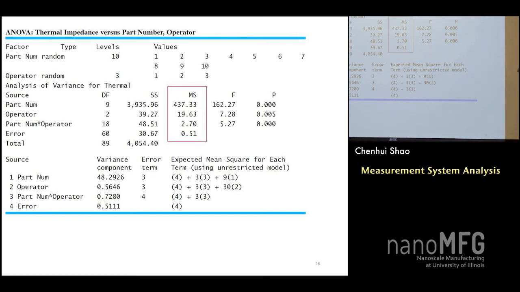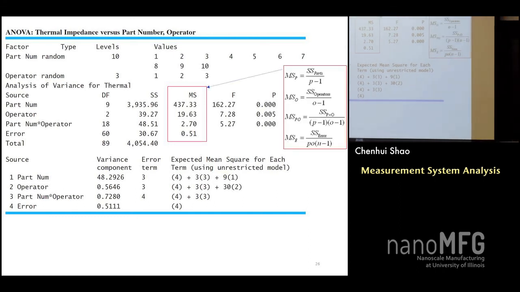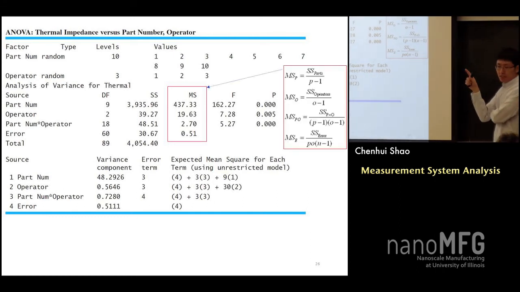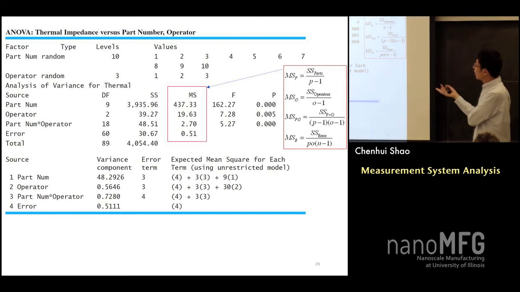So then we calculate the MS, mean square, for each term, and we calculate the F statistic. We have to calculate MS by dividing SS by the degree of freedom, and we can estimate the sigma hat for the 3 terms that we're interested in. So here is a calculation between SS and MS. They are all divided by the degree of freedom. So this is part number, 10 minus 1, is p minus 1 here. And SS part is the sum of squares.